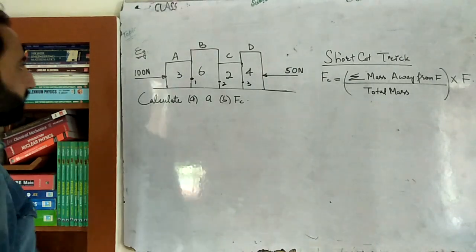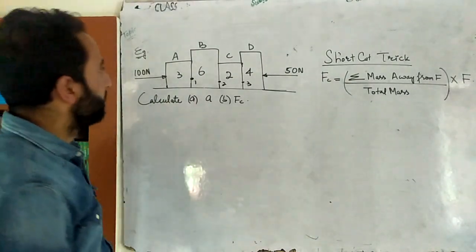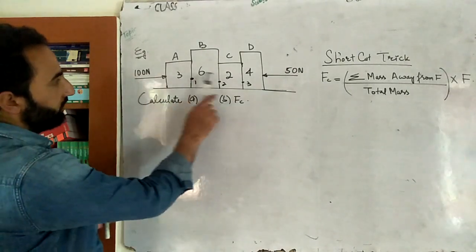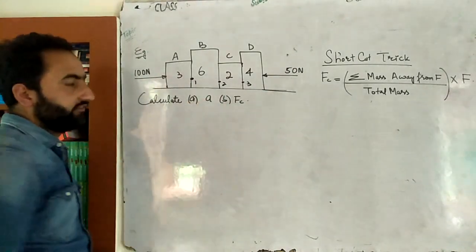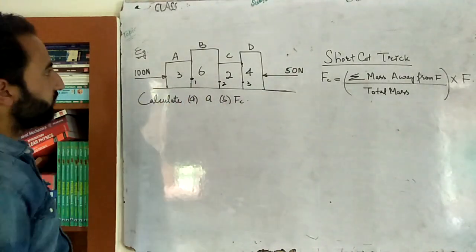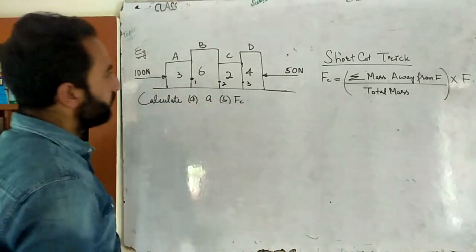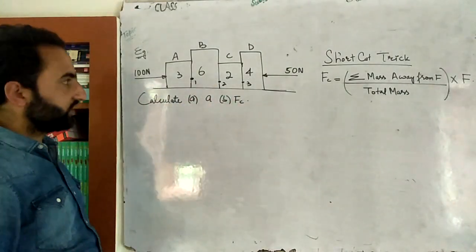Okay, pay attention. Similar question, but in this case there are two external forces: 100 Newton towards the right and 50 Newton towards the left. There are 4 different blocks of mass 3 kg, 6 kg, 2 kg, and 4 kg. The question is the same: calculate the acceleration and the contact force.